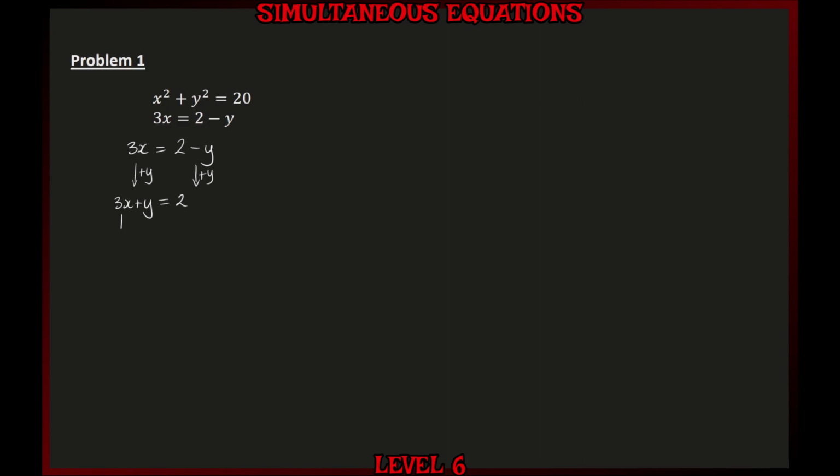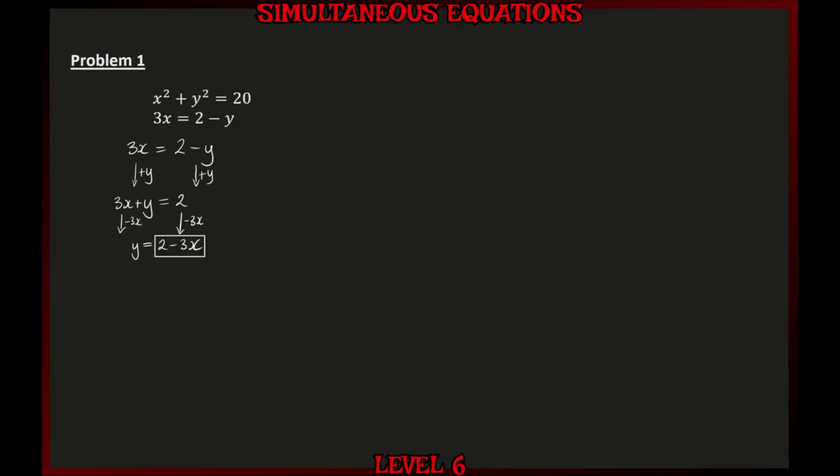We can now remove the 3x from the left by subtracting 3x from the left and doing the same on the right. And on the left, the 3x and the minus 3x cancel out to leave us with y. And on the right, 2 minus 3x is just 2 minus 3x. So we now have y as the subject, and so we know that y is equal to 2 minus 3x.